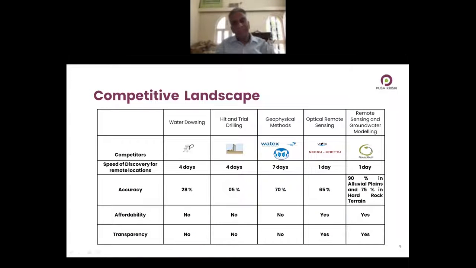We have our competitors, and as you can see through this, we are ahead of many of them. We provide 90% accuracy in alluvial and 75% in hard rock areas. Our technology is affordable. We have an entirely transparent method, and we give results within a day compared to the other competitors. They have something like 7 days, and hit-and-trial drilling, and so on.